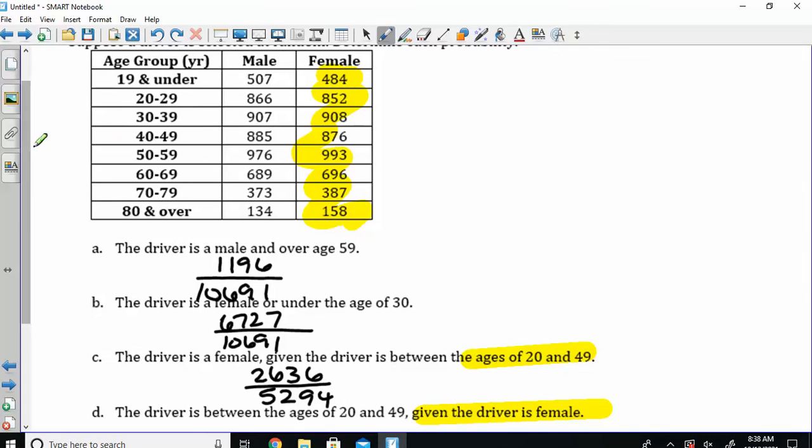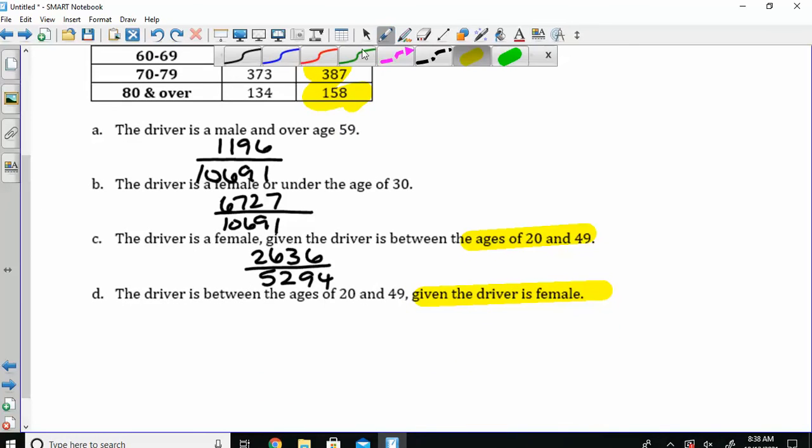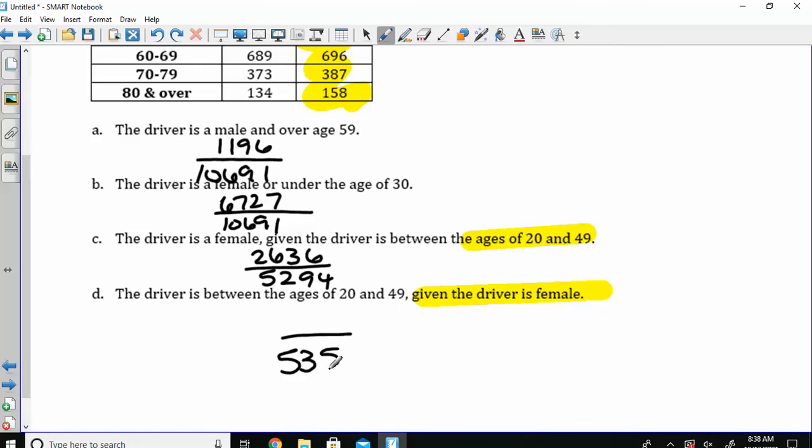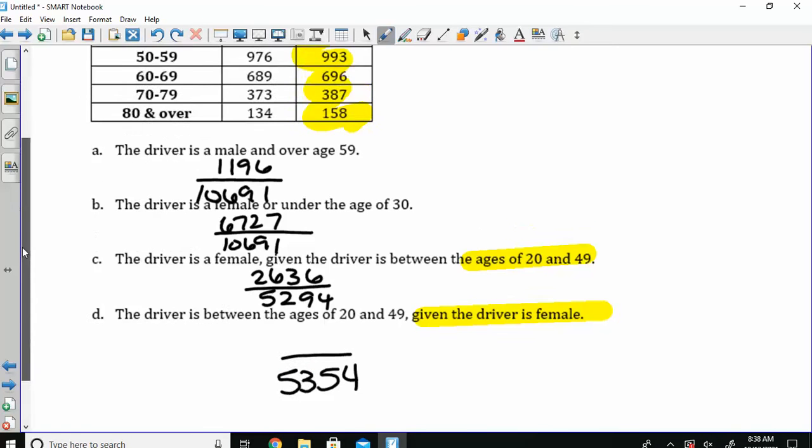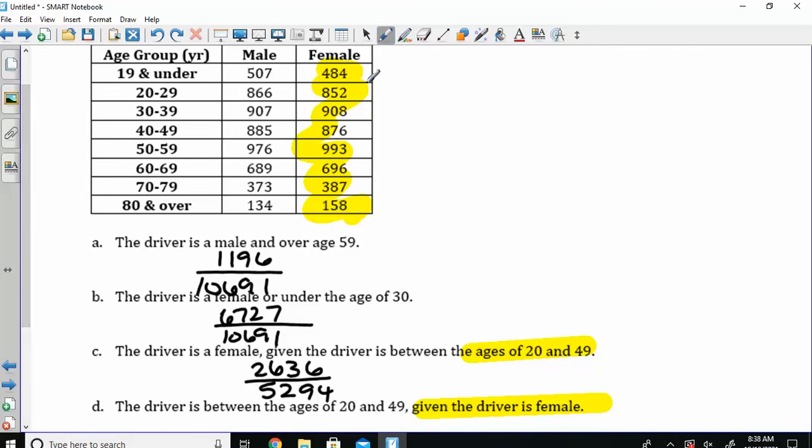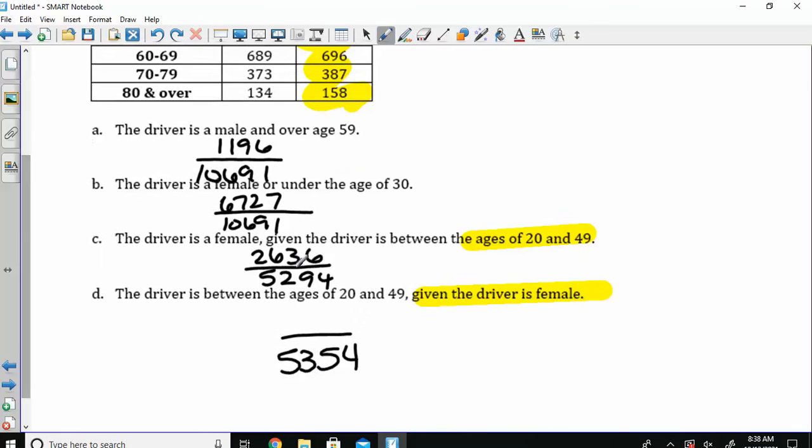My given is the driver is female. So that's my denominator, just these females. So you add up all your females, and that's 5,354. Then you are only looking at the ones between 20 and 49. So then you add up those 3, and you get the 2636.